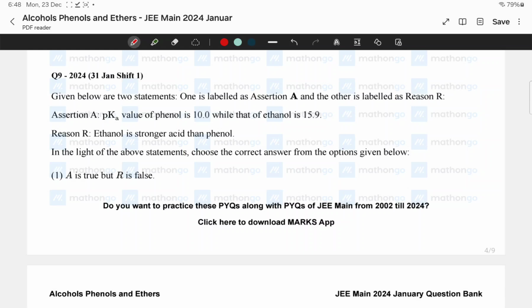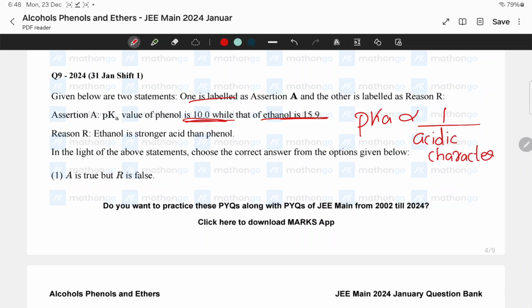Now, question number 9. Given below are two statements, one labeled assertion and one labeled reason. Assertion: pK value of phenol is 10 while that of ethanol is 15.9. Let us check. As pK value increases, acidic character decreases. pK value is inversely proportional to acidic character. pK value of phenol is 10 while that of ethanol is 15.9. That is correct. Phenol is more acidic than ethanol.